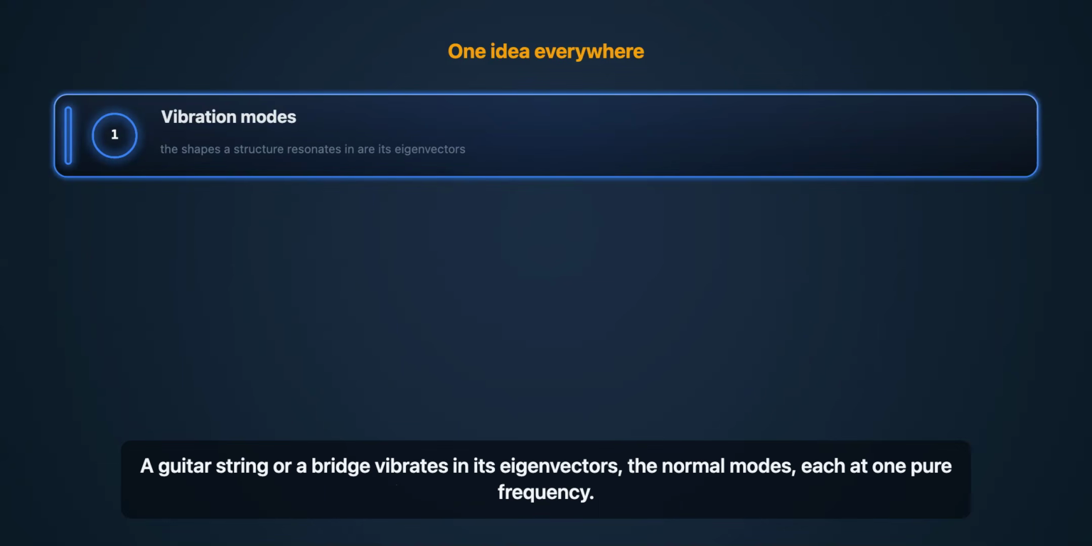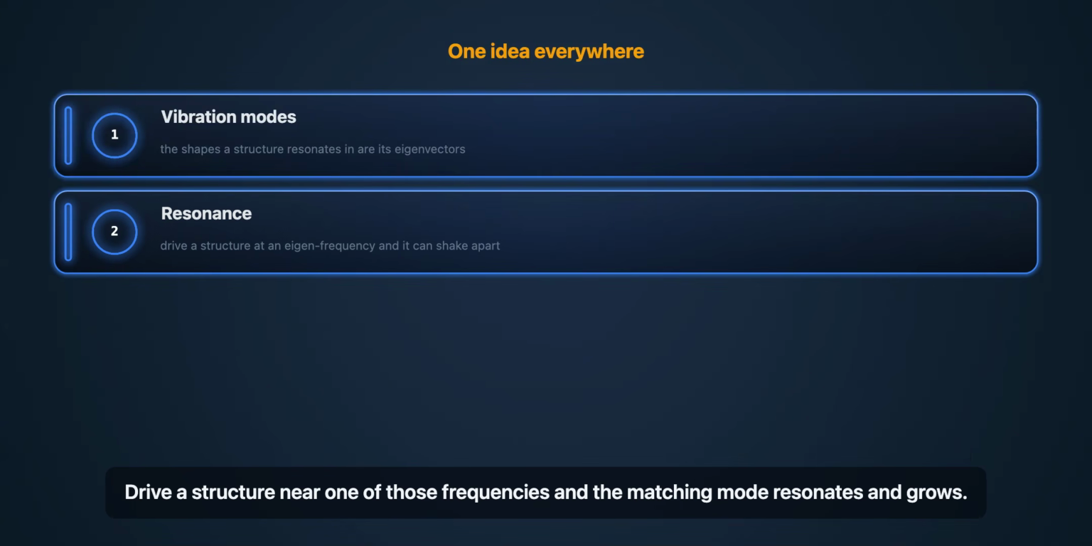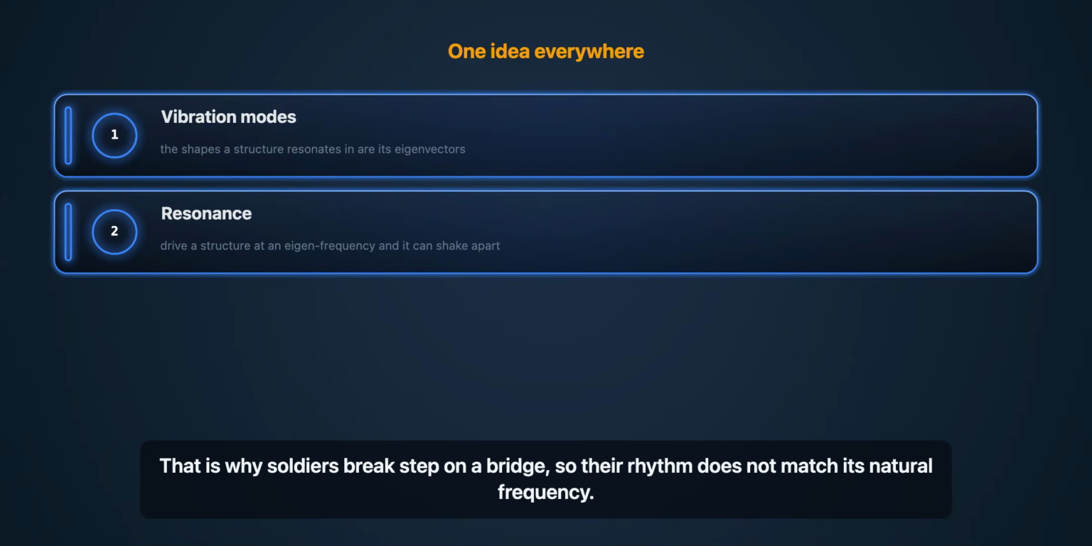A guitar string or a bridge vibrates in its eigenvectors, the normal modes, each at one pure frequency. Drive a structure near one of those frequencies and the matching mode resonates and grows. That is why soldiers break step on a bridge, so their rhythm does not match its natural frequency.